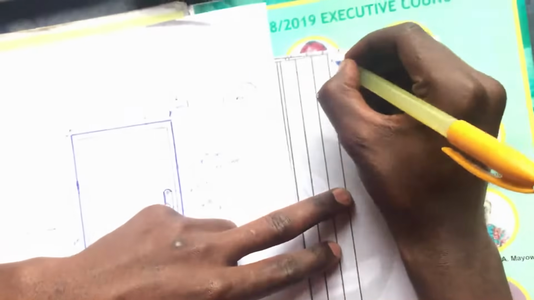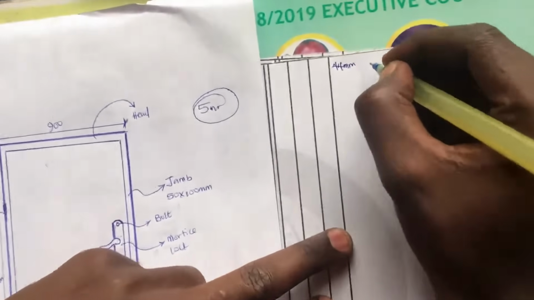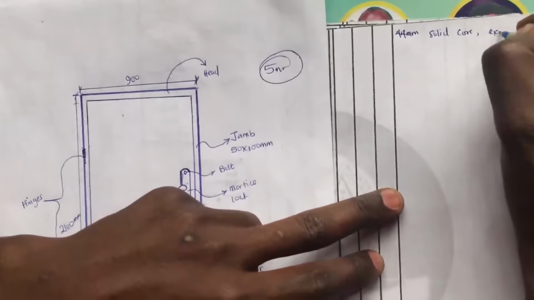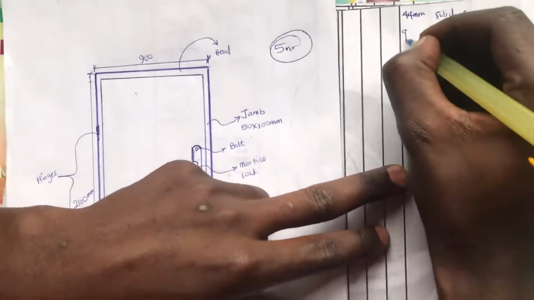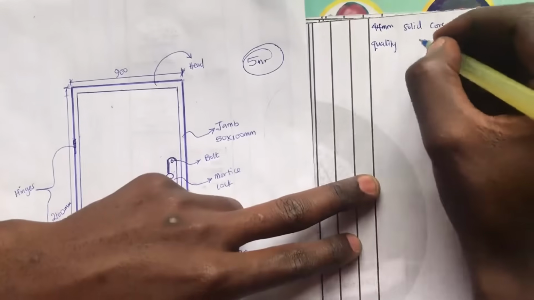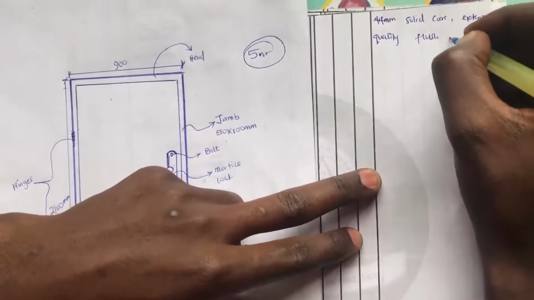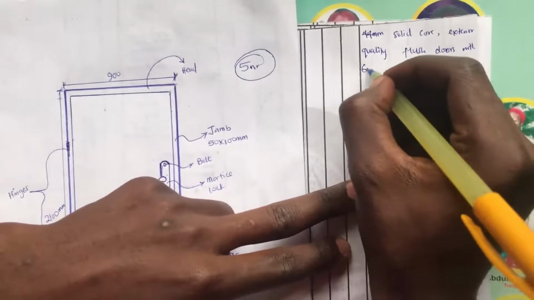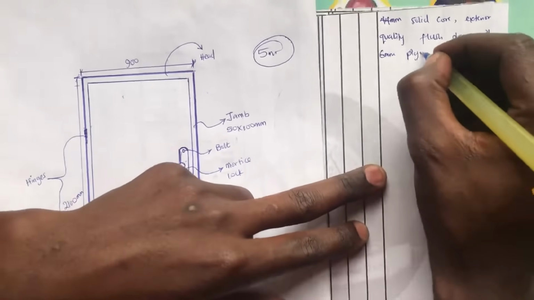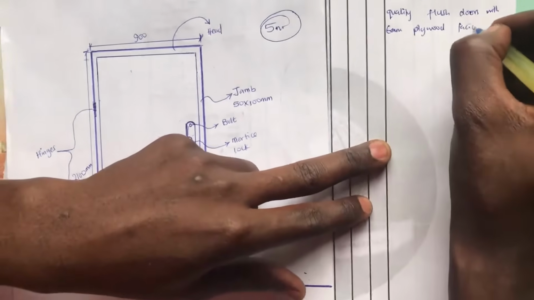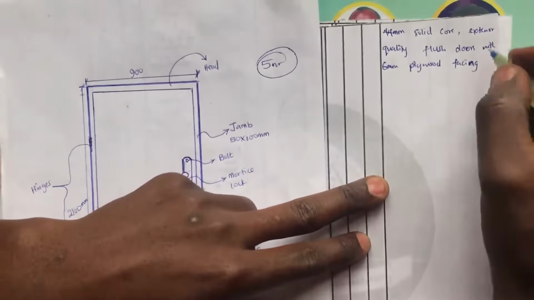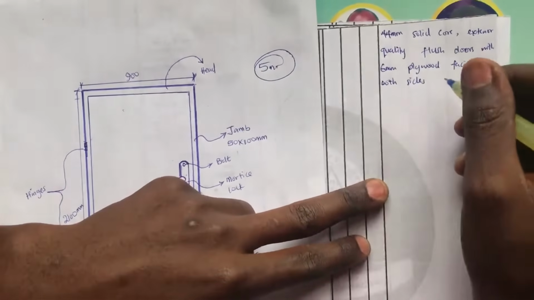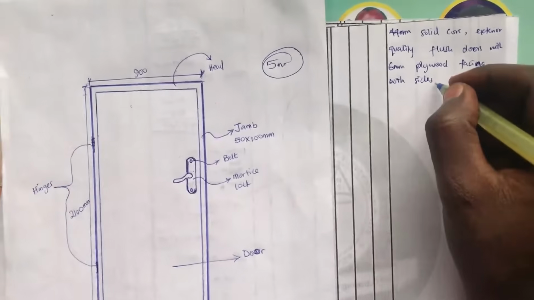So I have my description as 44 mm solid core exterior, let's say quality flush doors with 6 mm plywood facing. Okay, both sides. So this is what I have for my description.